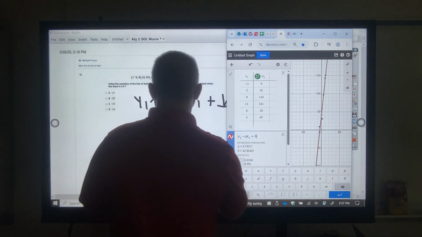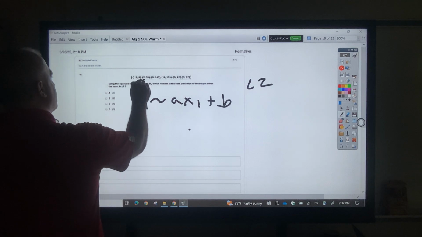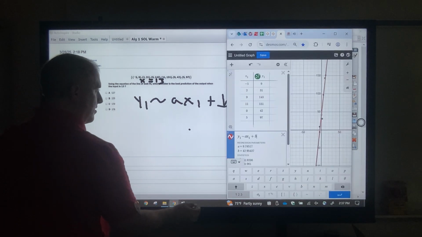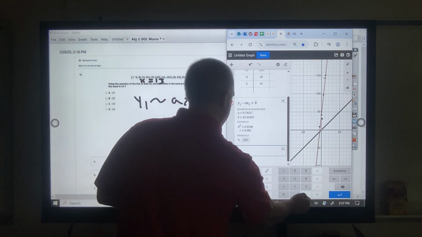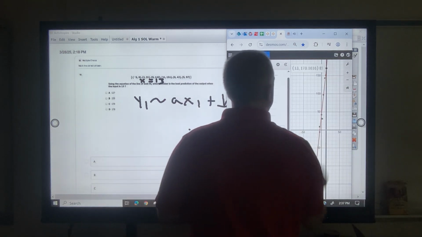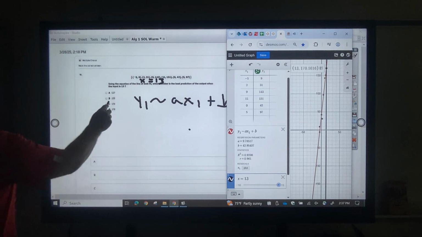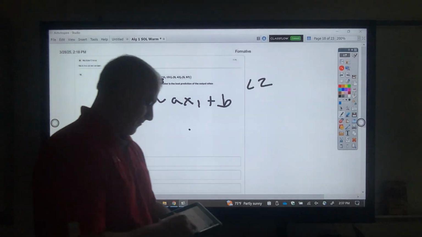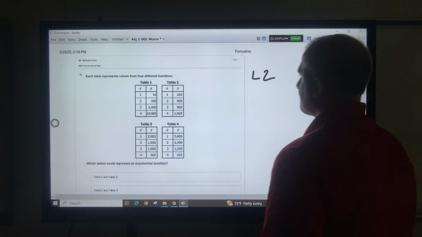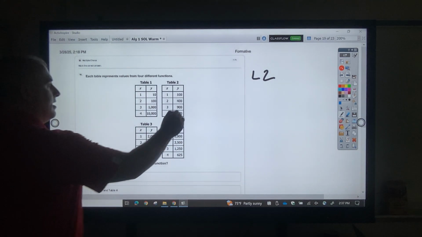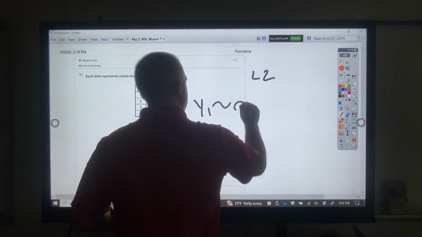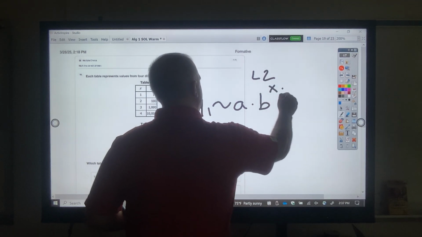They want to know when the input is 13, so that's x equals 13. Then on this one, x equals 13. Find out where it crosses. Crosses right there at 170. So that's my answer. All right, what will represent the exponential function? Here's the exponential one. Now the x1 is up there.